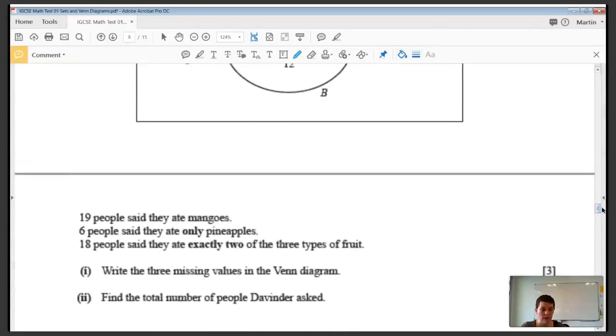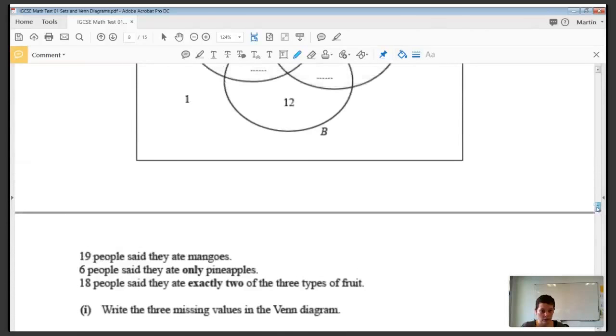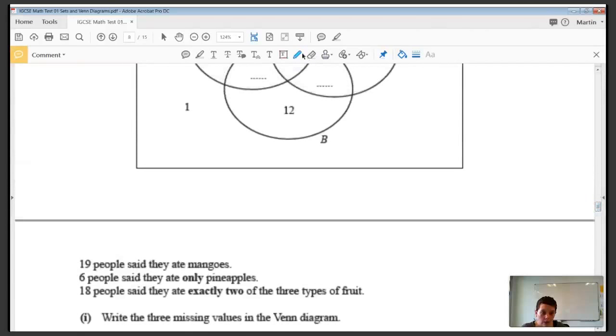They give us some information to help us. They tell us that 19 people ate mangoes. So let's write it next to our Venn diagram so it's where we can see in a useful position. So 19 ate mangoes. 6 people only ate pineapple. And 18 had 2 types of fruit.